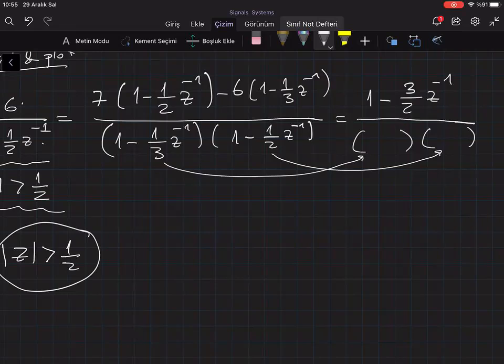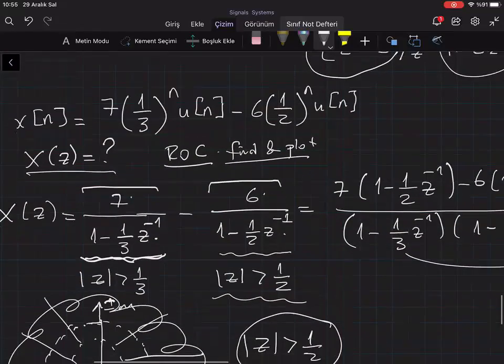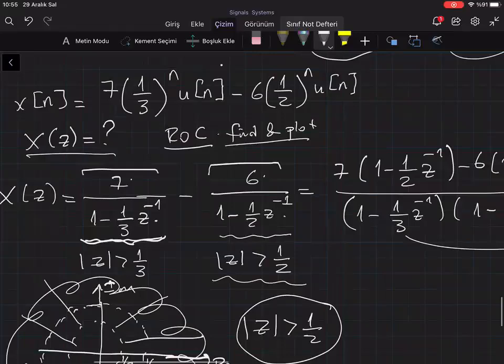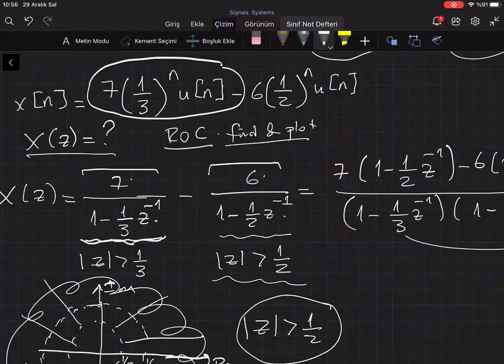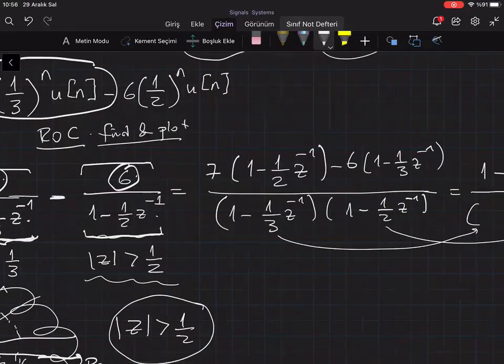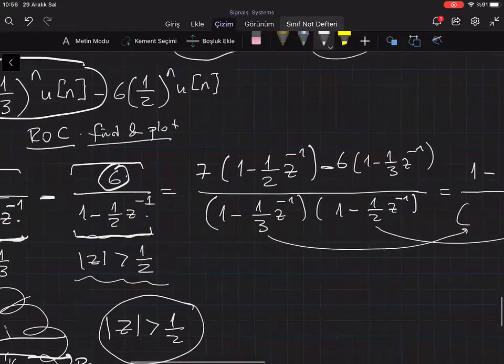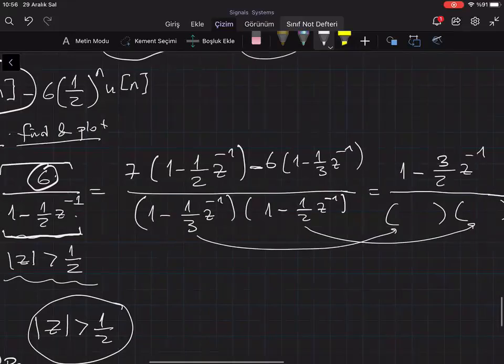I'm sorry, Hocam, can you explain again? I lost my internet for a minute here. Sure. This is how I found my right-sided sequences' Z transforms. I hope you understand this part, right? Going from here to there. Then I equalized the denominators. I multiplied this with this one, and this with this one, and subtracted them from each other. And then the bottom parts are now equal to each other. Okay. Then what did I do?